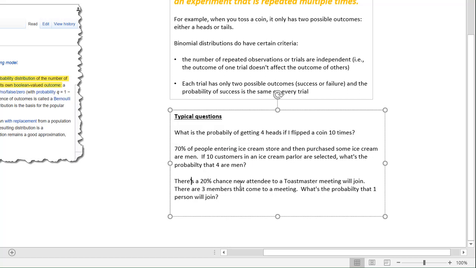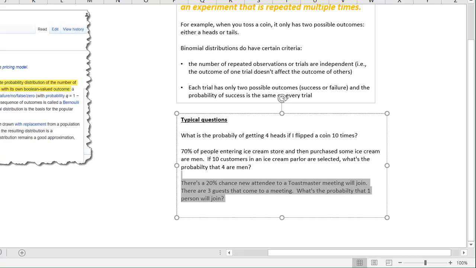There's a 20% chance that a new attendee to a Toastmasters meeting, Toastmasters is a speaking improvement group. They're a nonprofit organization, help you with your presentation skills. Very good organization. Now let's say that there are 3 members that are coming to a meeting. What's the probability that one person will decide to join? I can probably say this is not members, these are guests. 3 guests come to the meeting. So what's the probability that one will join and become a member? Let's use this particular question for our examples.